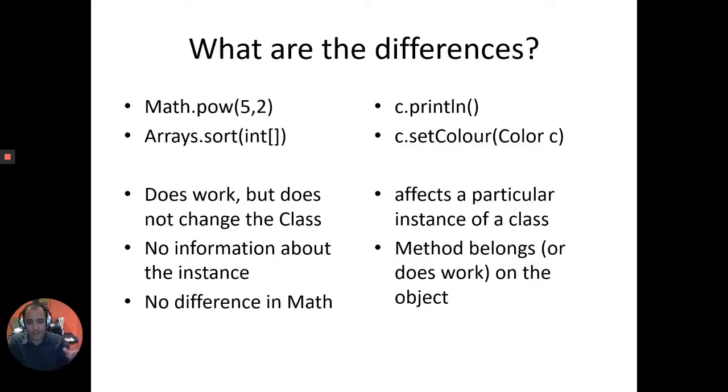If I'm going to set the color of something, I'm going to set the color not to the idea of a console in general, but to a specific console. And I could set a different console to have a different color. So static here on the left, and instance here on the right.